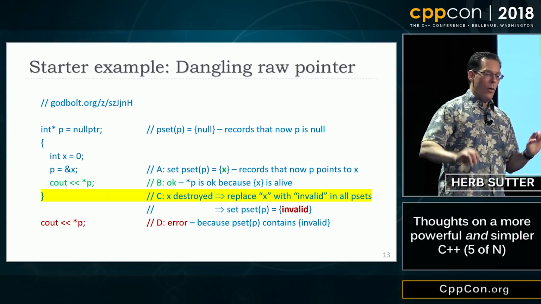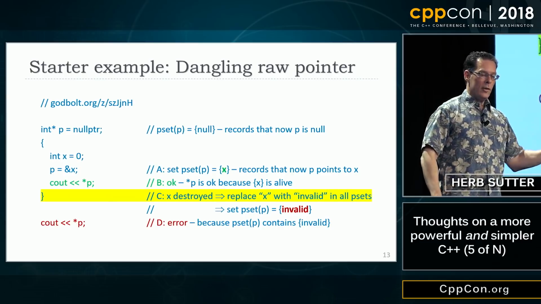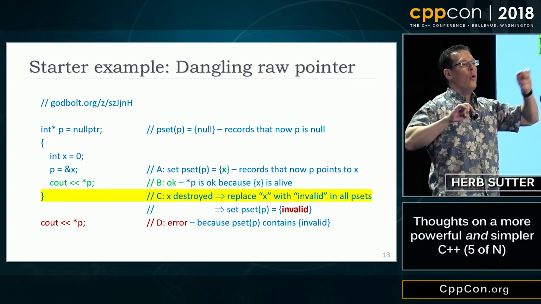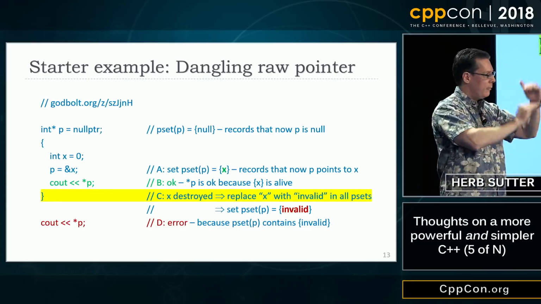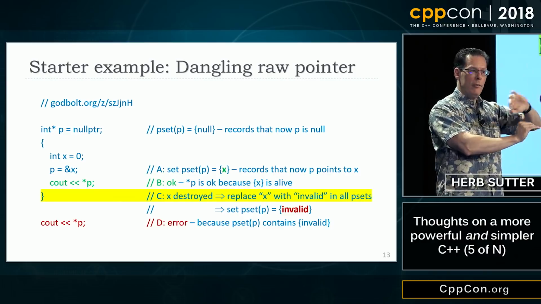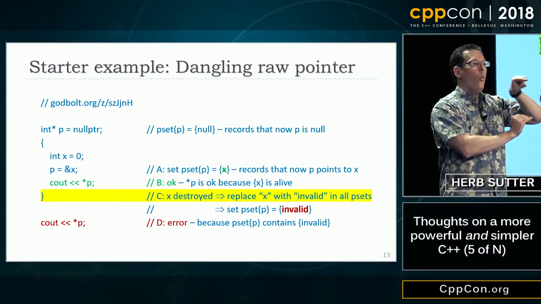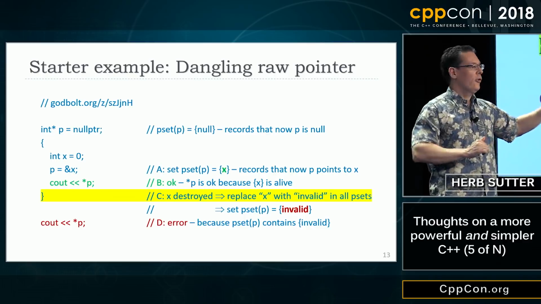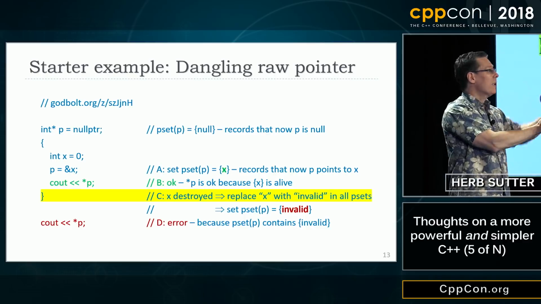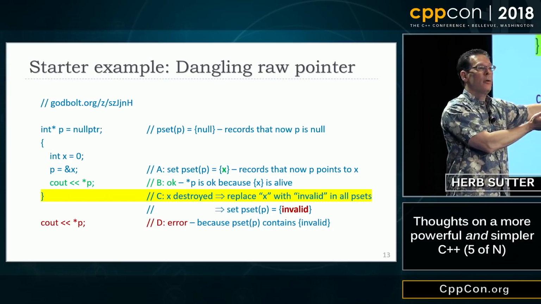Here's a simple one with an int star we set to null. So what we're going to do is we're going to record statically at any given point in the source code, as we analyze each function by itself in isolation, what does this local pointer point to? In this case, p when declared points to null. So we say its p set, its points to set, is null. That's what it points to.